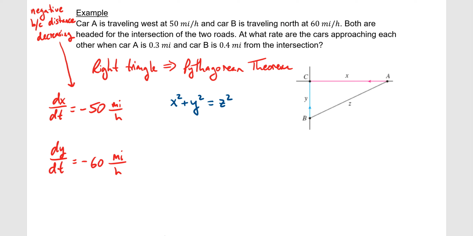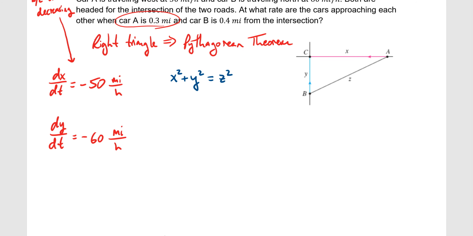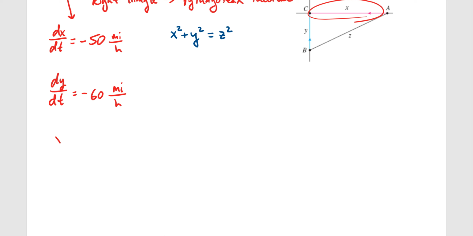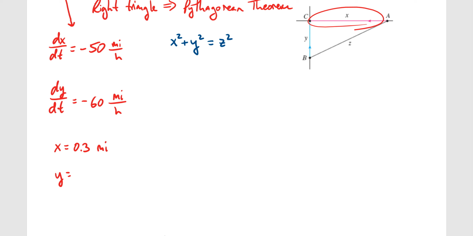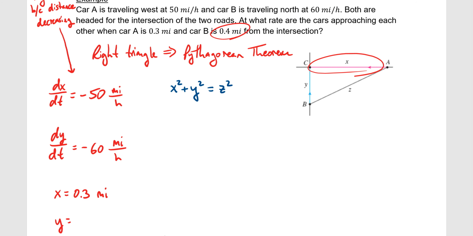Okay, next couple of givens that we have. We're looking for the rate at which the cars are approaching each other when car A is 0.3 miles away from the intersection. So that's going to be the x value. So x is going to be 0.3 miles. And then we are also given y. The y distance is 0.4 for car B. So y is 0.4.